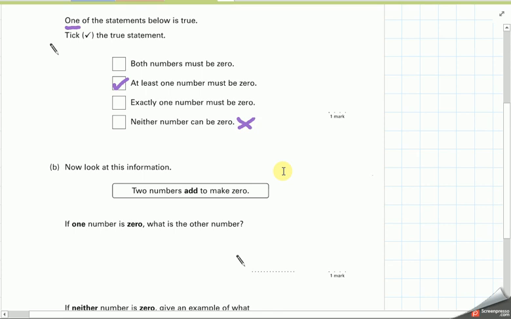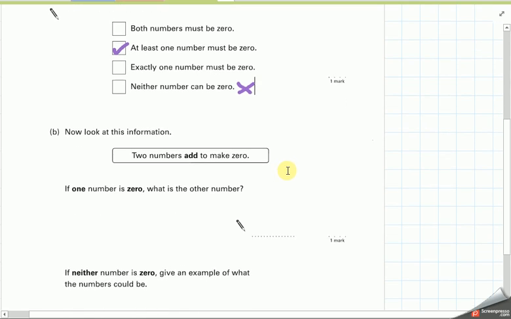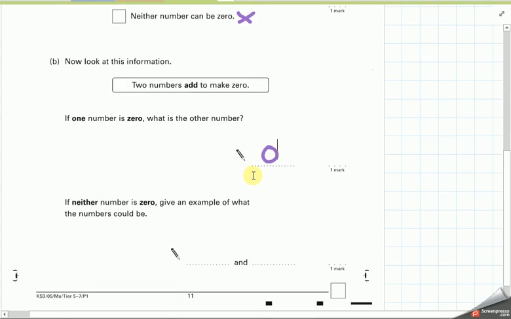Two numbers add to make zero. If one number is zero, what's the other number? Zero. It's called the additive identity. It doesn't change the answer. If neither number is zero, give an example of the two numbers. 5 and -5.